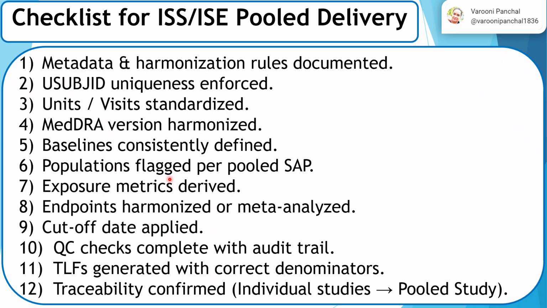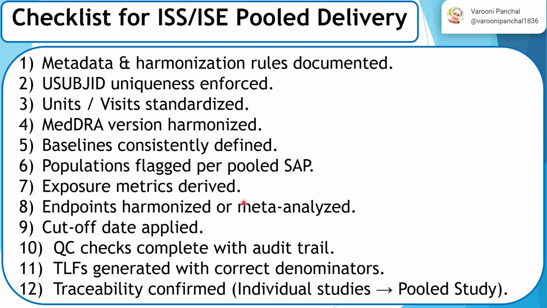Then your populations are flagged as per the statistical analysis plan. Now, which statistical analysis plan? As per your ISS and ISE statistical analysis plan. Now remember one thing: when you have the database of each of the 12 individual studies, you will also receive the 12 individual statistical analysis plans. You need to read what populations were used in all these plans, and the same needs to be combined or integrated into your one statistical analysis plan, which is for the ISS and ISE study.